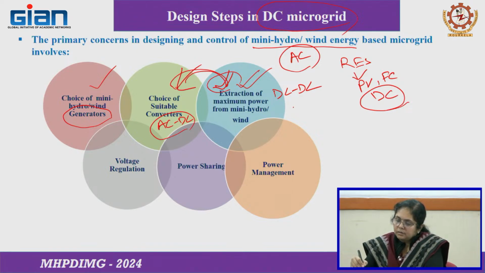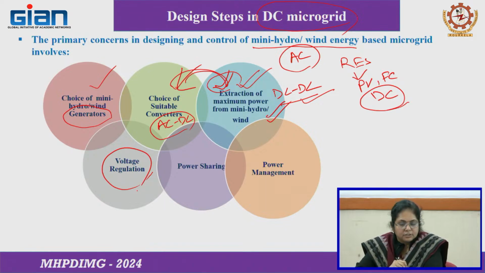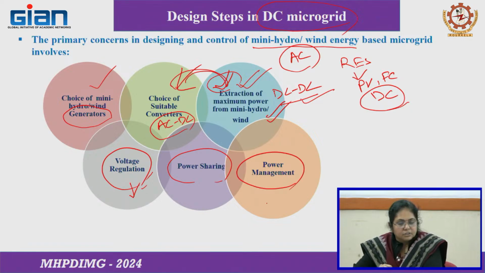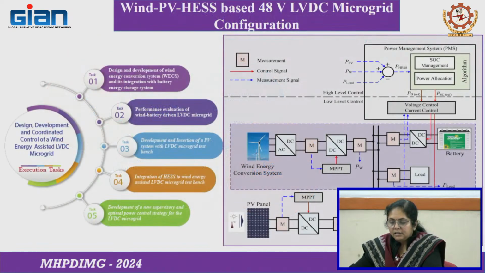How to do MPP is not part of this course content. But after doing this part, you have to maintain the output voltage constant. That is the DC bus voltage regulation, which you do in the lower level of control. Then in the upper level you go for power sharing and power management. So, these are the design steps when we connect any RES to a microgrid. Its implementation you will see in tomorrow's class.